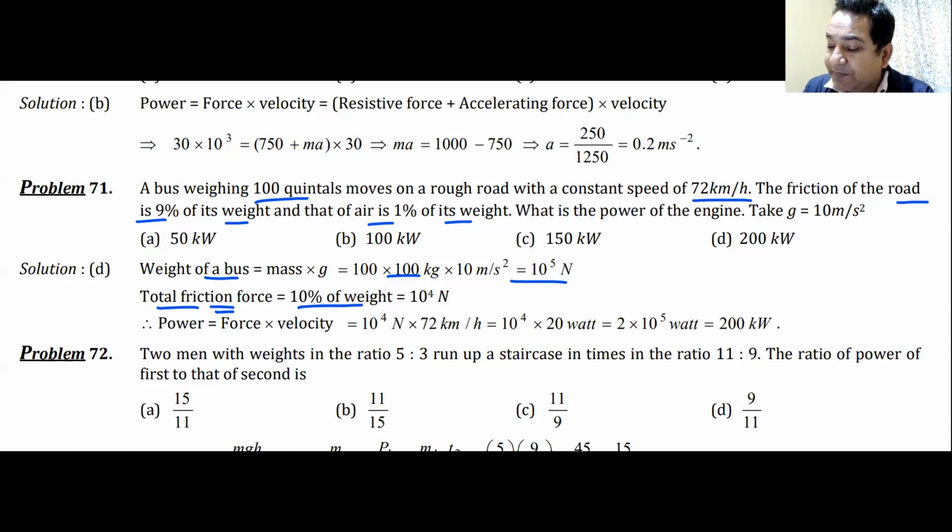9% plus 1%, 10% of the weight. You find that 10% of the weight, then you just find out that you have to overcome this frictional force. So the force applied by the engine must be the same as this frictional force, because you are moving at a constant speed. Just multiply force with velocity to get power, and you end up with this answer.